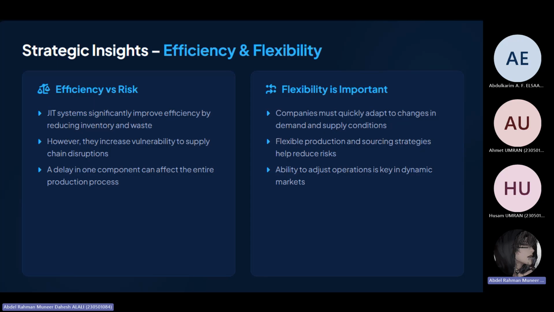Now, looking at flexibility, in today's dynamic markets, companies must be able to quickly adapt to changes in demand and supply conditions. Ford can adjust its production and sourcing strategies. Having the ability to adjust operations quickly is very important for maintaining stable performance. Overall, the key idea here is that companies must find the right balance between efficiency and flexibility in order to remain competitive in the market.